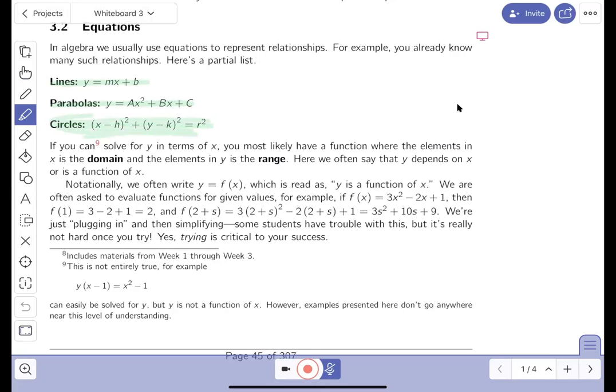All right, so circles were fairly simple. It's a set of points that are equidistant from the center. And that was a distance formula, is all it was. So that's the equation of a circle.